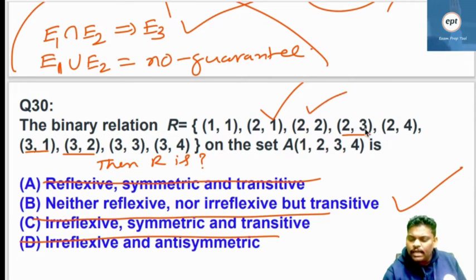Next one. 2, 3 starting with 3. 2, 3, 3, 3. So 2, 3. 3, 3 cancel. 2, 3 already there. 2, 3, 3, 4. 3, 3 cancel. 2, 4 already there. So this is successfully completed with all.